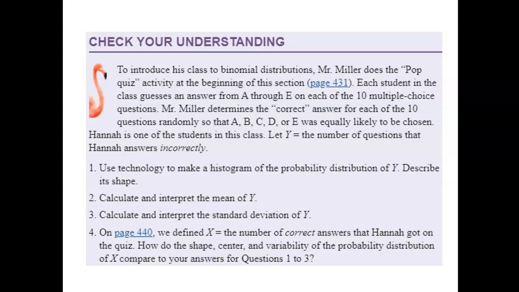So first we're going to use technology to make a histogram for the probability distribution. Now this is confusing because your probability of success on this is getting something incorrect. Keep that in mind. Calculate and interpret the mean, calculate and interpret the standard deviation, and then you can go back to your book if you want to look, but it does reference back to that page. We defined X to be the number of correct answers that Hannah got on a quiz. How do the shape, center, and variability of the probability distribution compare to what we just got on the other distribution where we are answering incorrectly? So pause the video, try some things, definitely make that distribution on your calculator.